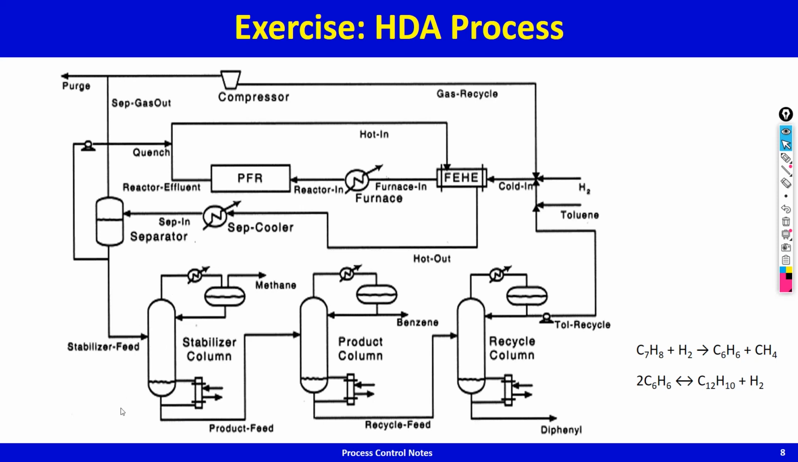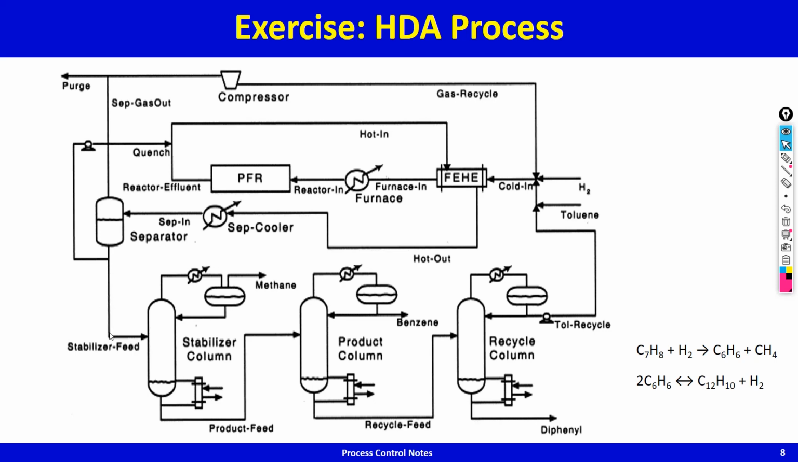And you want the column to be at high pressure, because if you have it at too low a pressure, C6 will start leaking out with the methane. So to keep the leakage of C6 small, you need the stabilizer column to be pressurized, maybe 5 bars, maybe 6 bars, maybe 10 bars. It cannot be at 1 bar, because then a lot of the benzene will leak out with the methane.